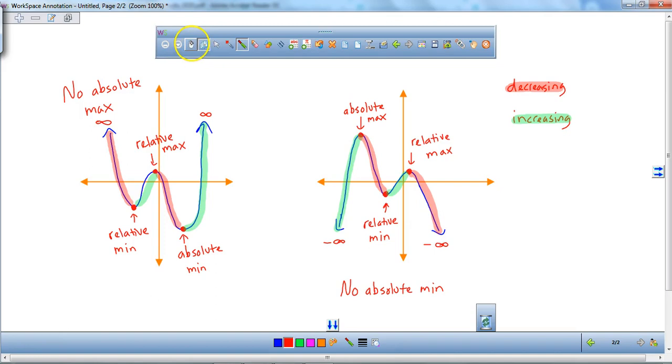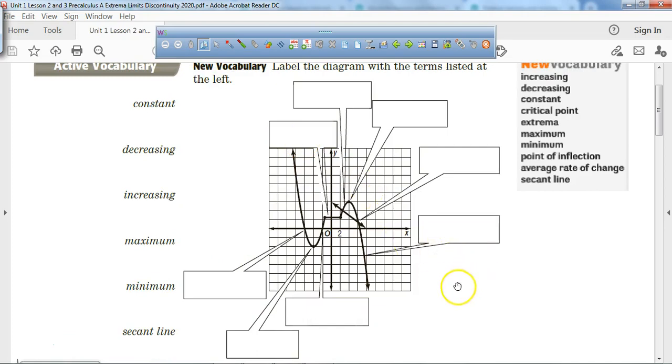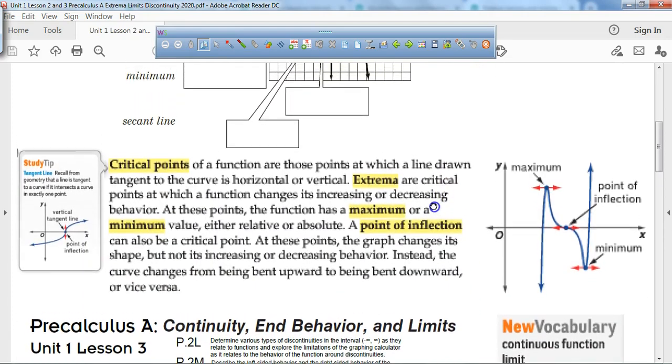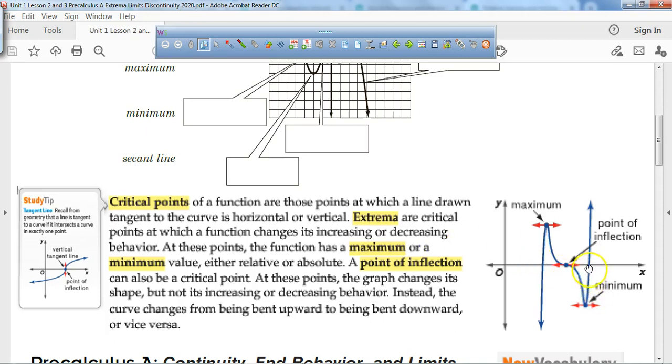Okay, so there's all those. You need to have those in your notes so you understand what the relative maximum and minimum are. And one more thing, we're going to look at a picture here, and you can pause it right here. Pause it right now, and we're going to talk about what a point of inflection is. Just different vocabulary. Critical points of a function are those points in which a line drawn tangent to the curve is either horizontal or vertical. So, here, it's horizontal. Here, it's vertical.